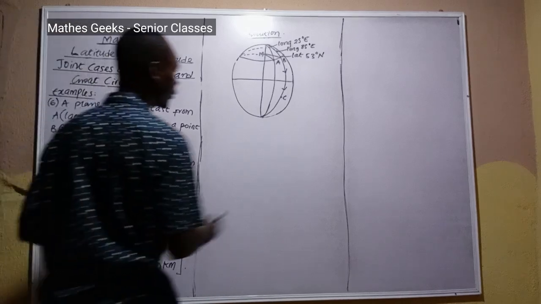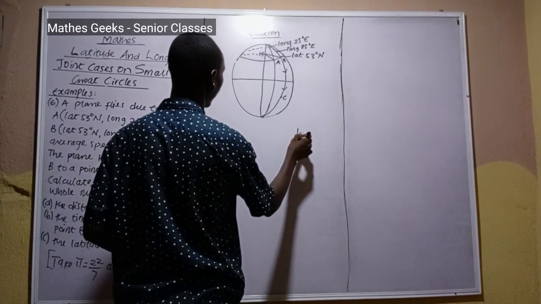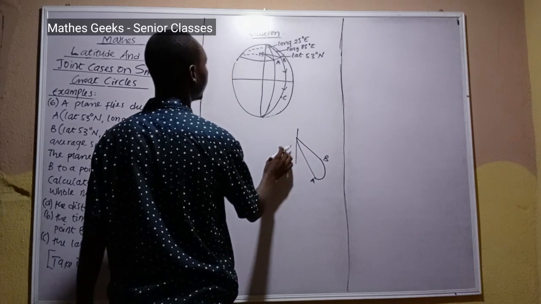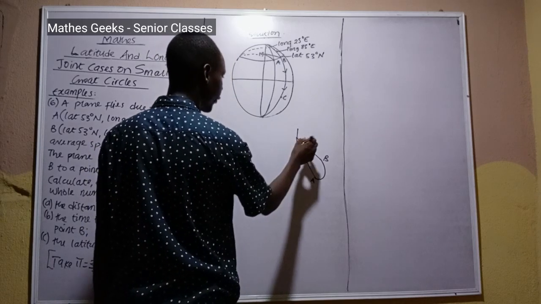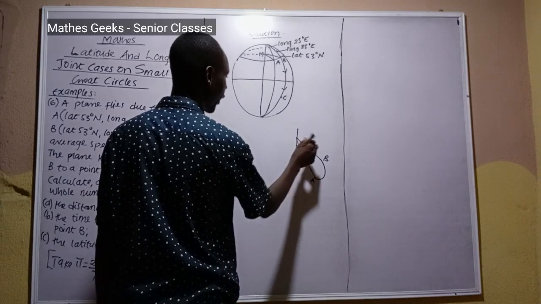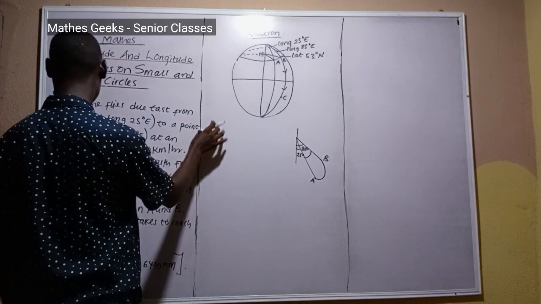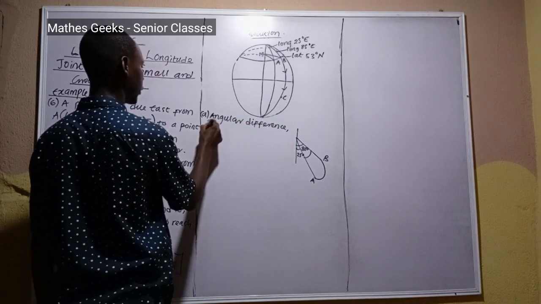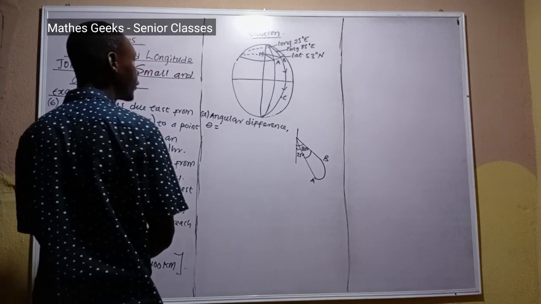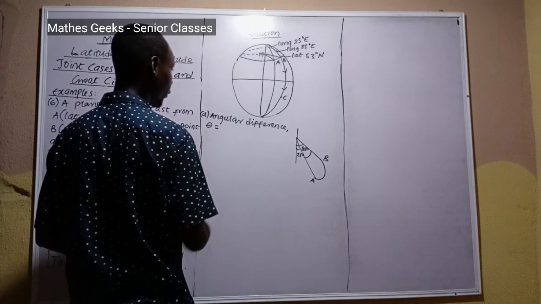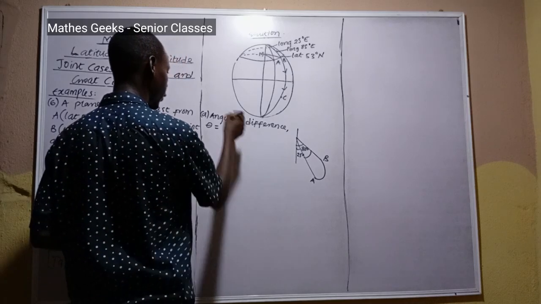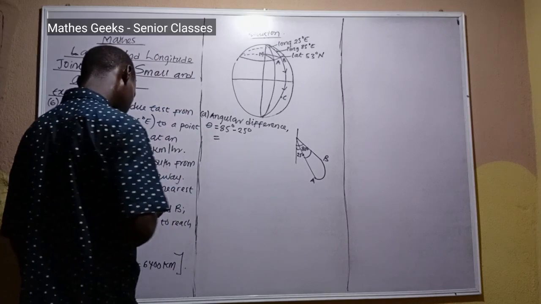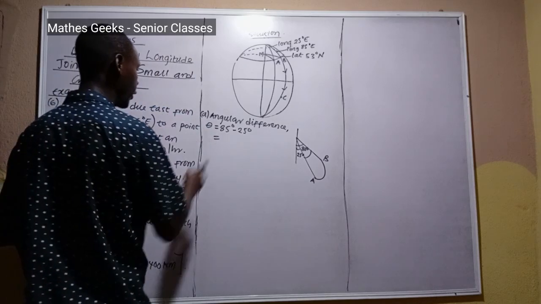A asks for the distance between A and B. So for A and B, this is B and this is A. A is longitude 25 degrees east, and B is 85 degrees east. So the angular difference theta: since both A and B are on the same side of the globe, the east, we subtract the smaller longitude from the larger longitude. 85 degrees minus 25 degrees. 85 minus 25 is 60 degrees.